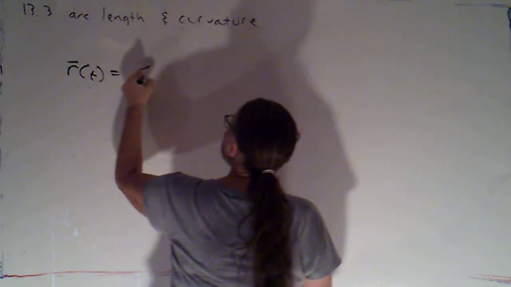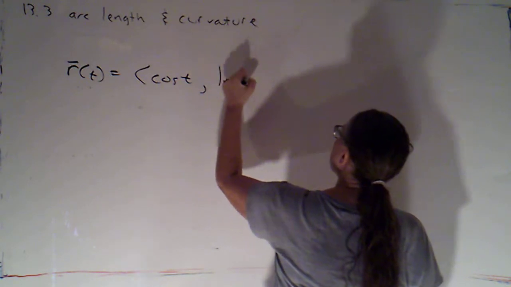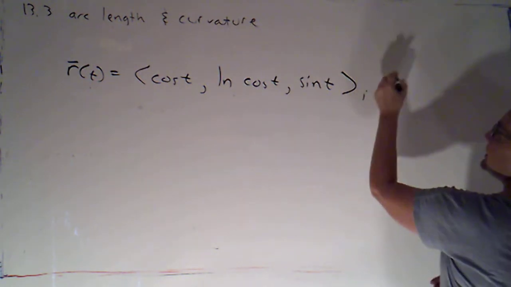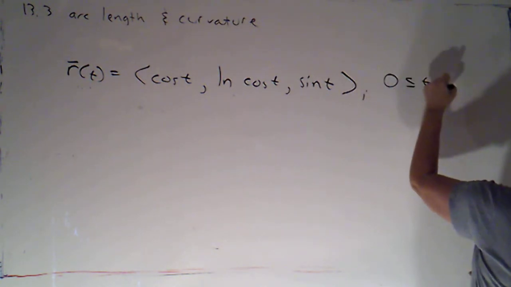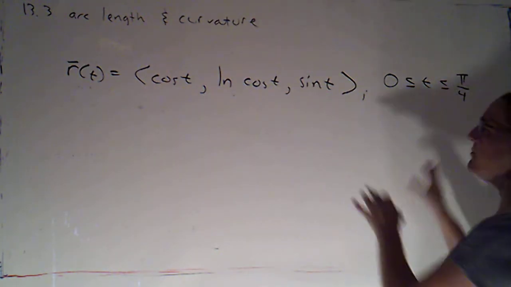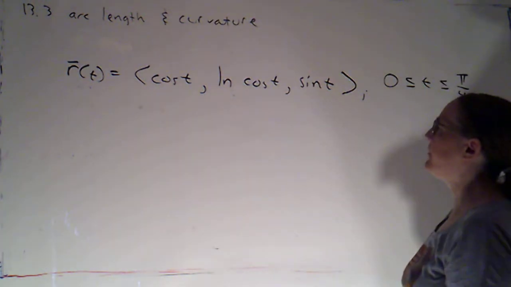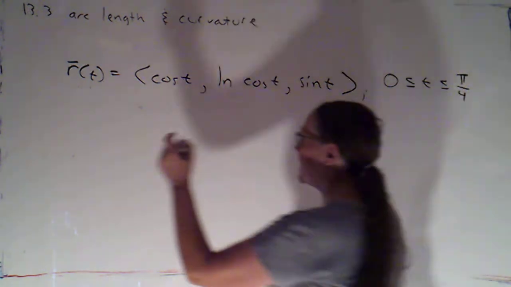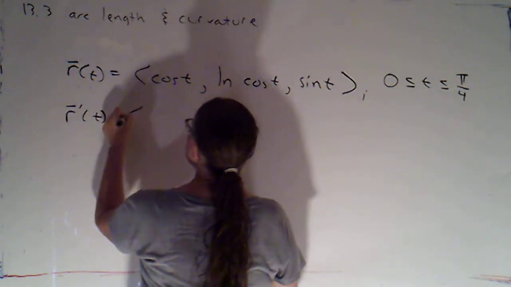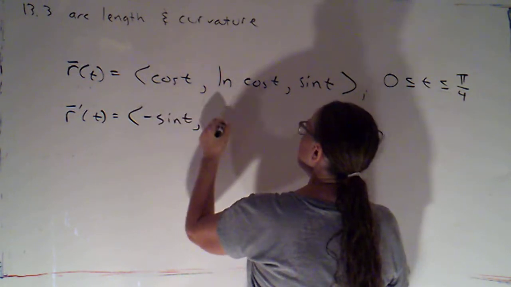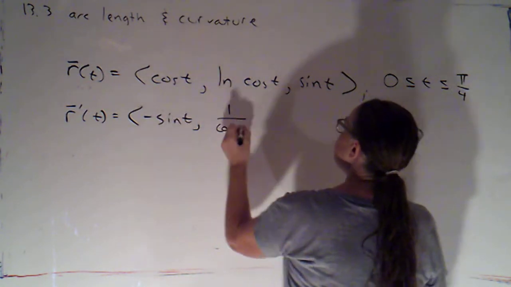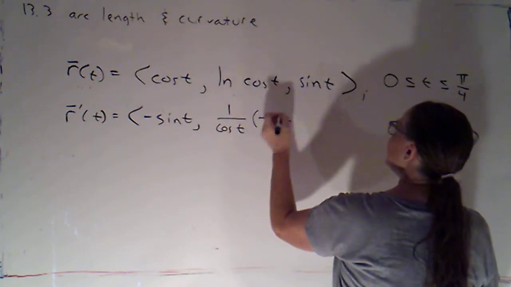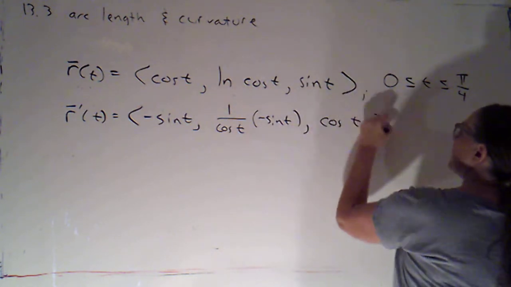Let r of t be cosine t, natural log of cosine t, sine t, where t varies from 0 to pi over 4. I modeled this off one of the even numbered problems in the book, although I don't think it's exactly the same. Okay, and I want to try to find the arc length of this over this interval. Well, r prime of t would be negative sine t, 1 over cosine t, chain rule, times the derivative of cosine, so times a negative sine t, and then cosine of t.